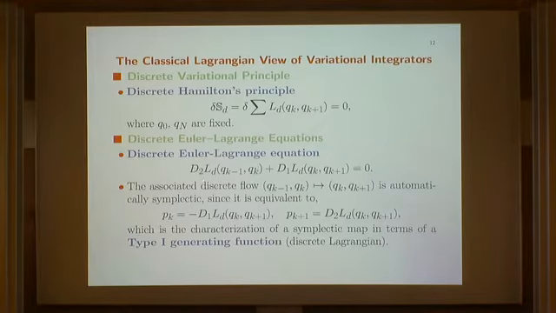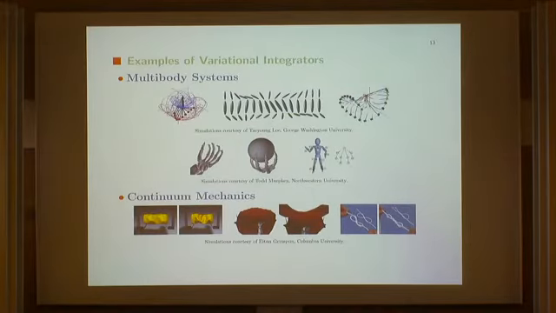And it's easy to see that this map is symplectic because if you add in momentum variables here, this is really nothing more than the characterization of a symplectic map in terms of type 1 generating functions, and the discrete Lagrangian is a type 1 generating function of a symplectic map. So you can apply this to many problems.